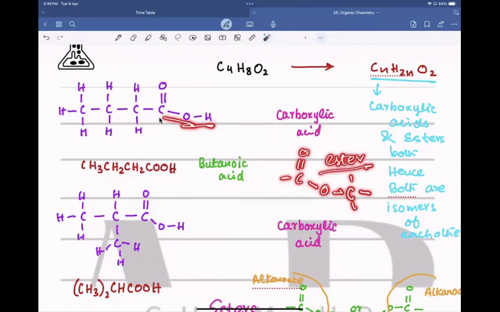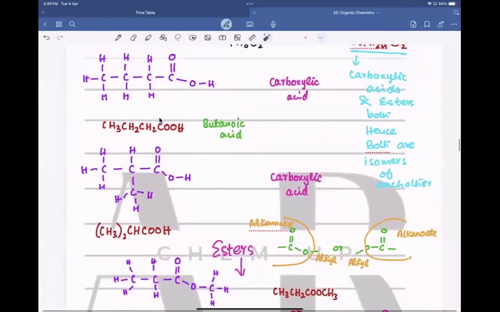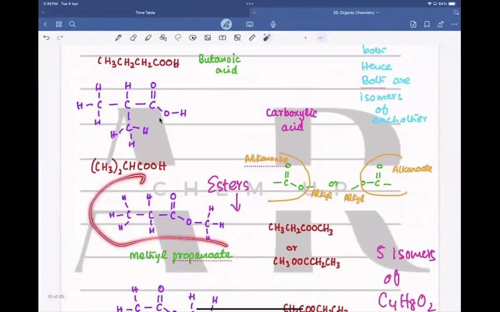Yes, sir. To see how I'll make more isomers, for example, look over here, there are 4 carbon atoms. I move this carbon atom from here and put it over here like this. See, is this understandable?